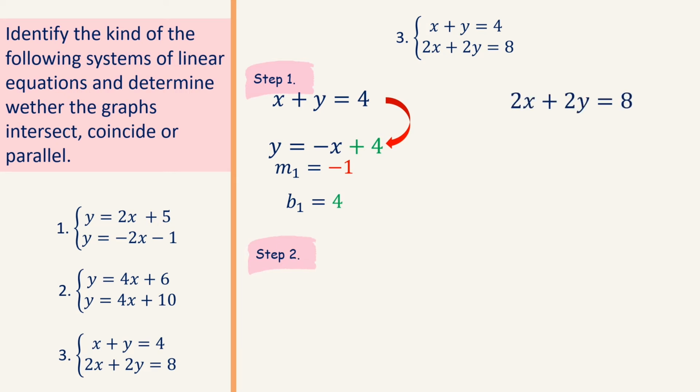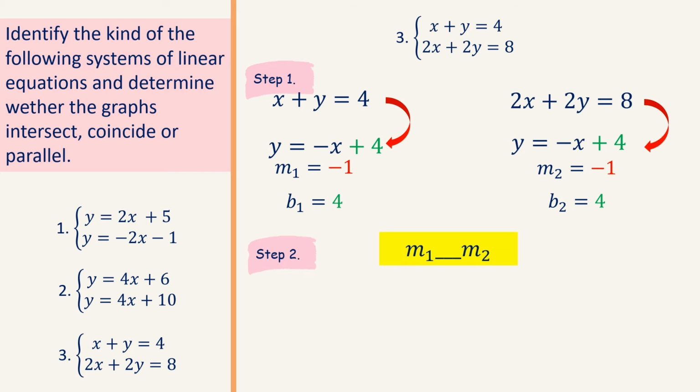For the equation 2x plus 2y equals 8, transforming it to slope-intercept form, we get y equals negative x plus 4. The slope is negative 1 and the y-intercept is positive 4.